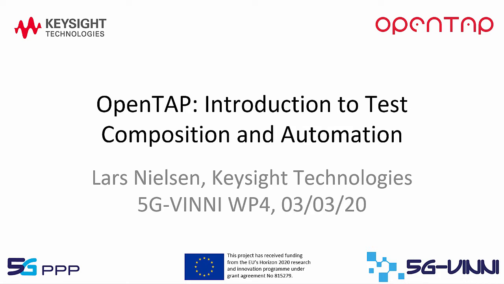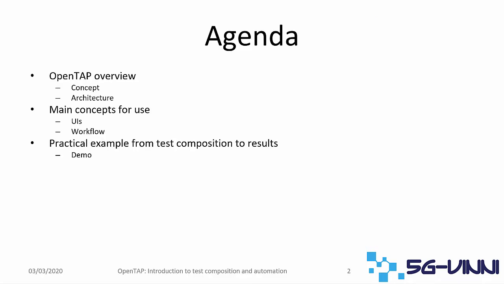I'm here to give you an introduction to OpenTAP and how it can be used in relation to test composition and test automation. First, I'll go through OpenTAP and give an overview of the concept and the architecture. Then I will show you how it's used, present some UIs, and go through the workflow of developing a test and running it. Finally, I will show a demo of how a test can be created based on a real use case from composition all the way to presenting the results.